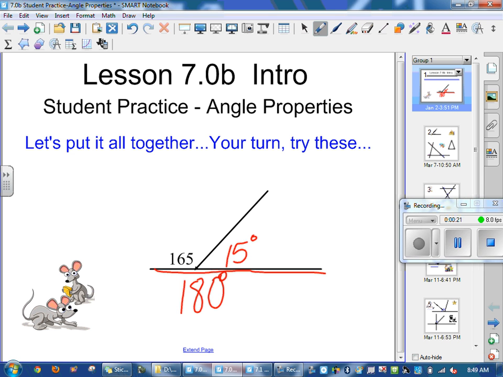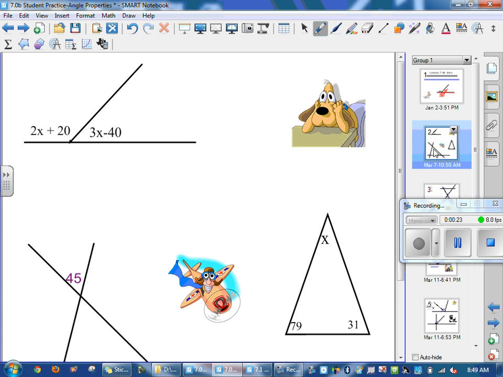Let's take a look at the next couple questions. Again, we've got another straight line, but this time we have variables. So what do I have to do when I've got variables? Okay, so this one, we all know it has to equal 180 for a straight line. So we're going to take this part and add it to this part to give us the 180.